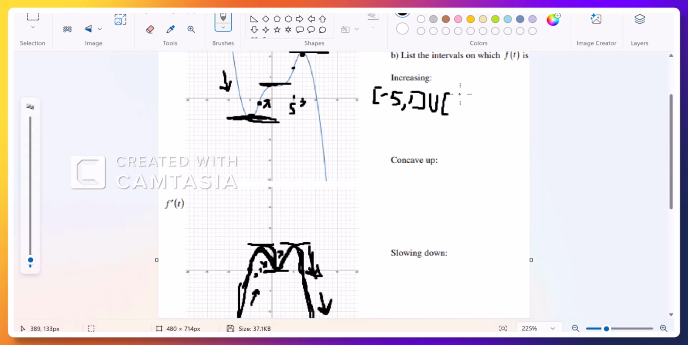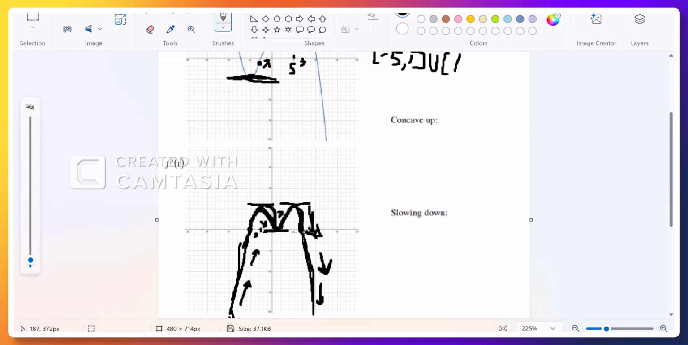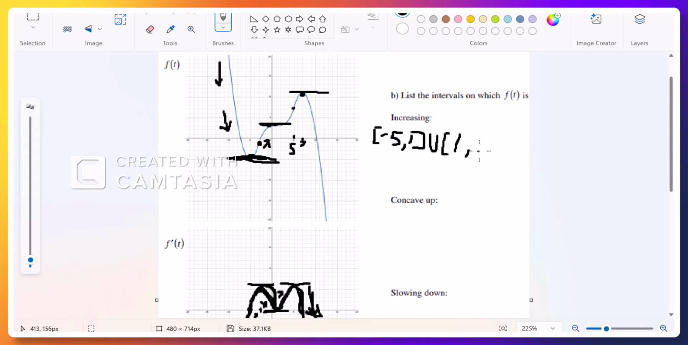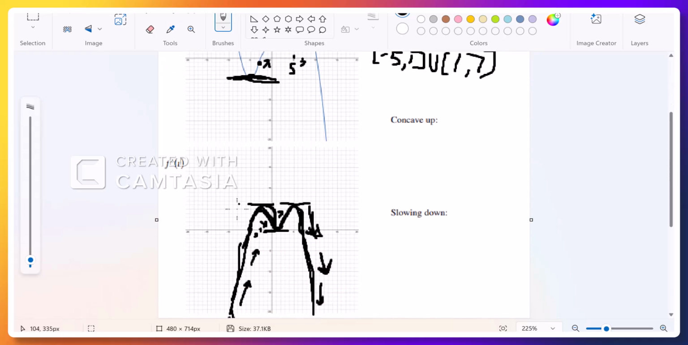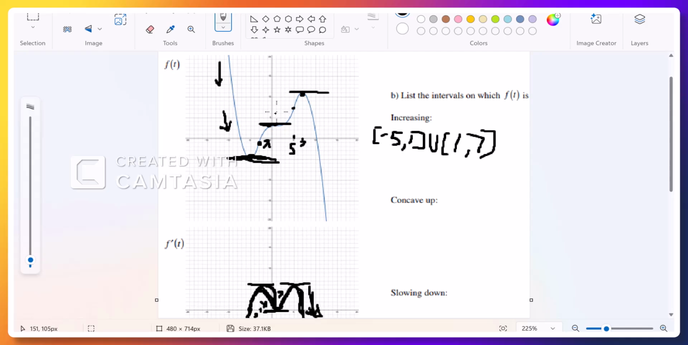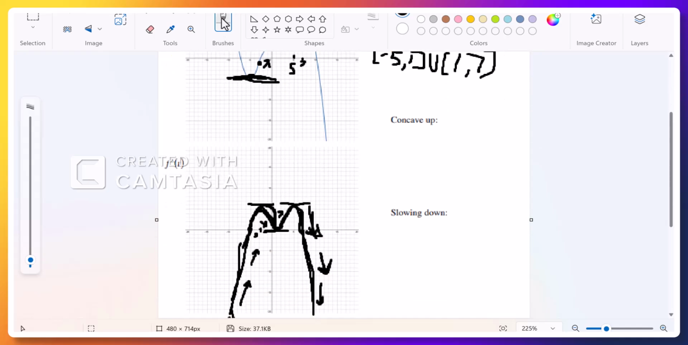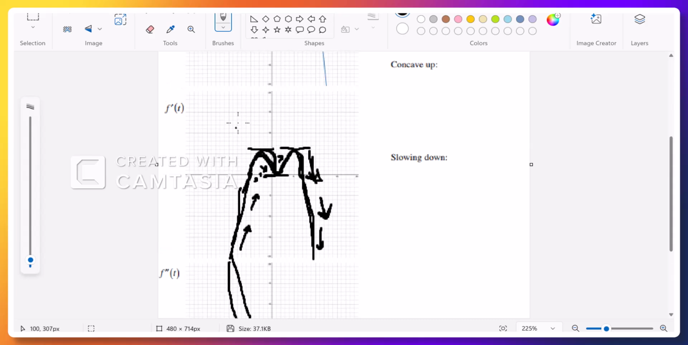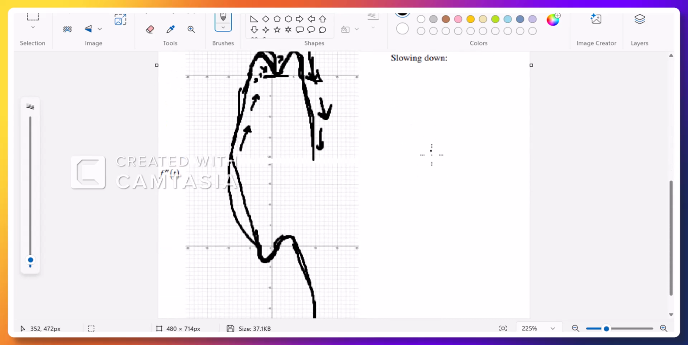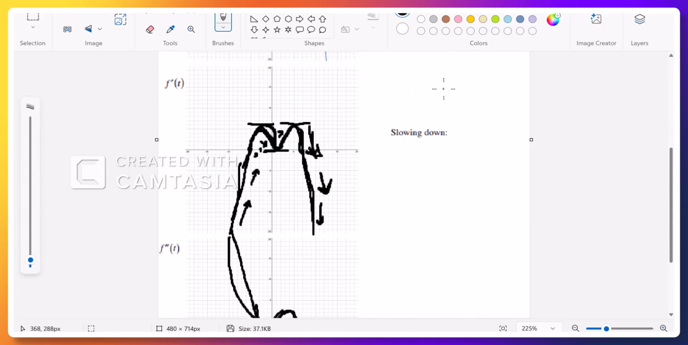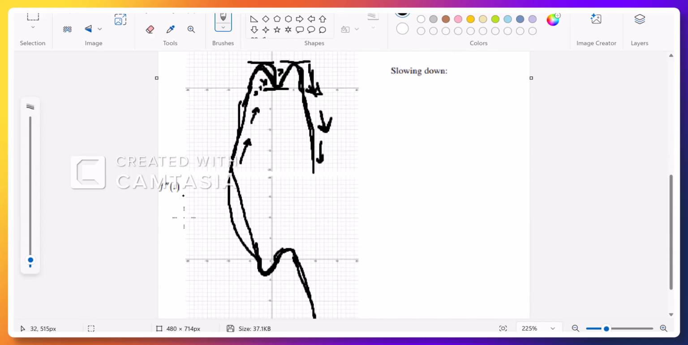And then it separates, so we're going to put a U. And then we're also going to start at 1, because as you can see, at 1 it also has an increasing slope. And then it stops at around 7. So we got the increasing intervals for f of t when the graph is in the positive direction, because that's when it's increasing.